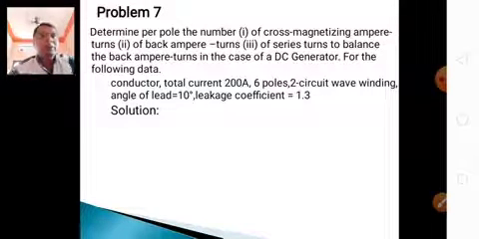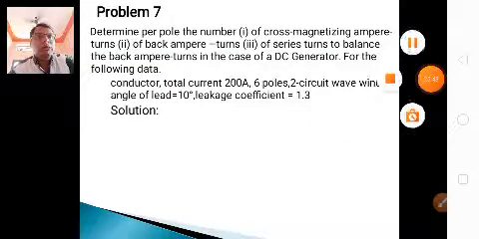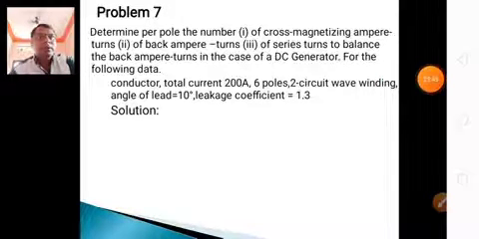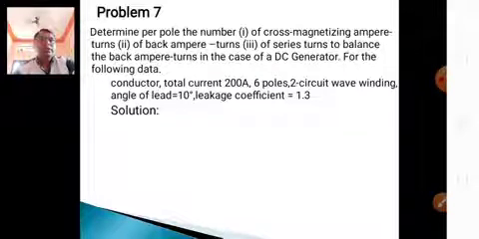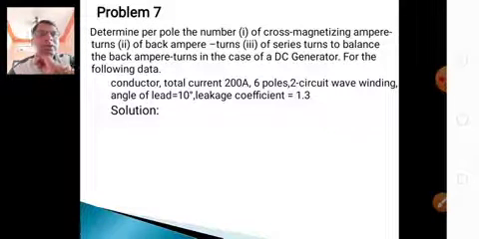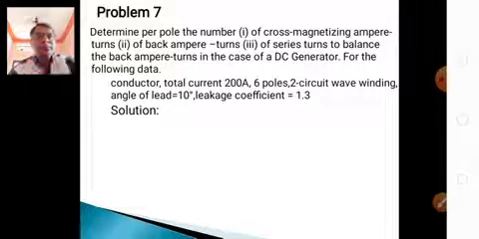Determine the cross magnetizing ampere turns and the back ampere turns, that is demagnetizing turns of series turns to balance the back ampere turns in the case of DC generator for the following data. Total current 200 amps, 6 poles, 2 circuits having wave winding, angle lead of 10 degrees, leakage coefficient of 1.3. Here the total current is 200 amps, 6 poles, 2 circuit, wave winding.